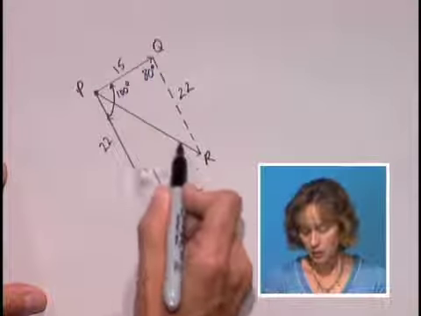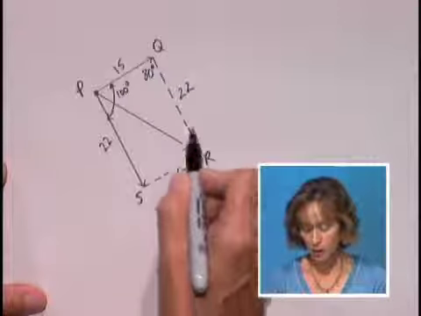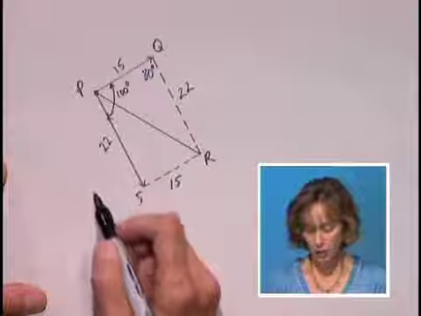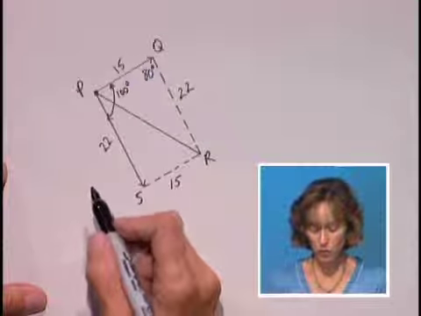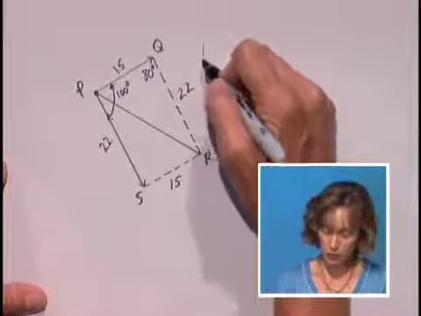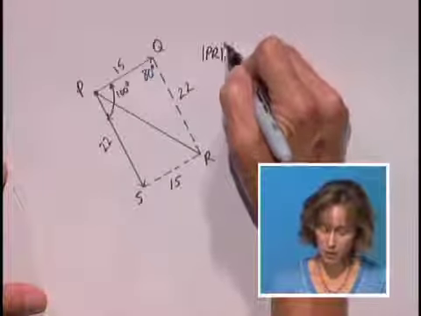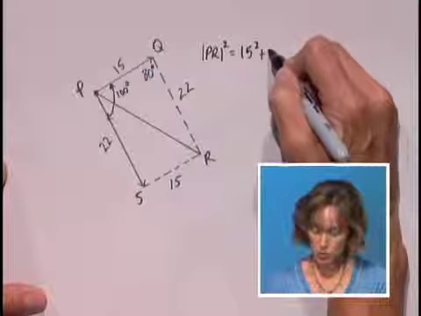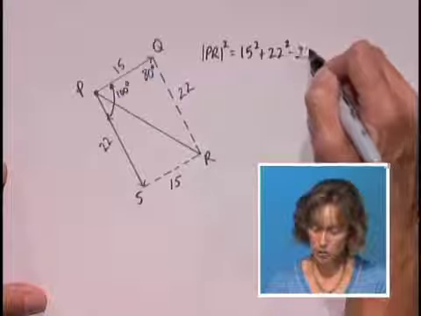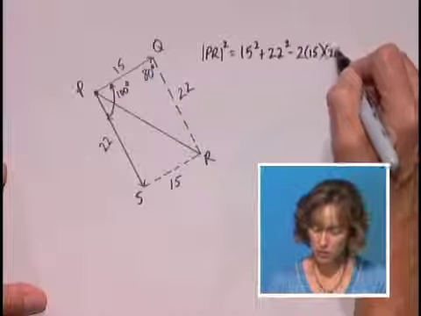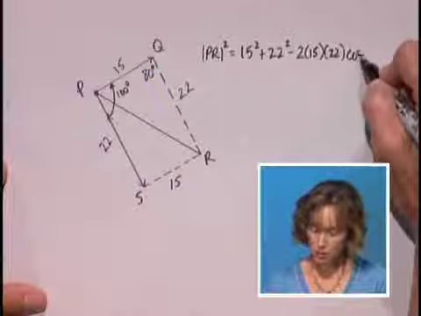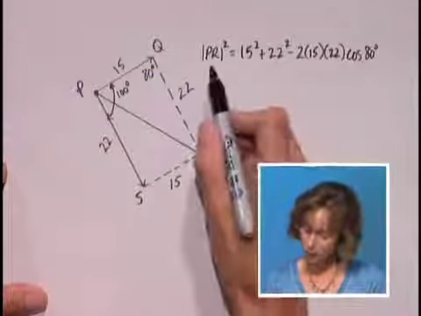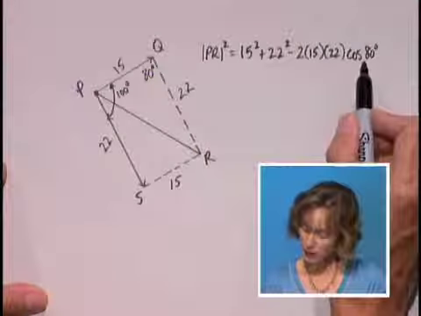Adjacent angles in a parallelogram are supplementary, which means this angle is 80 degrees. Now looking at this upper triangle, PQR, I'm looking for the magnitude of PR, which is the magnitude of the resultant force. According to the law of cosines, the magnitude of PR squared is going to be 15 squared plus 22 squared minus 2 times 15 times 22 times the cosine of 80 degrees, which is the angle between them. Now I'm looking for PR, so I need to calculate this value.